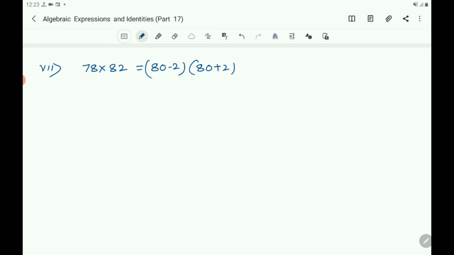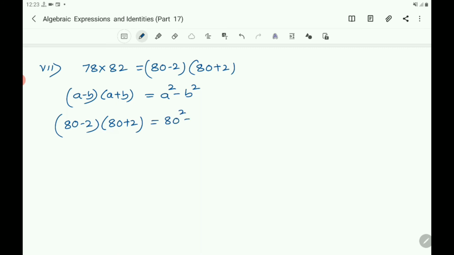Then you write the same identity, a minus b into a plus b equals a square minus b square. 80 minus 2 into 80 plus 2 equals 80 square minus 2 square. In the place of a, 80 is there. In the place of b, 2 is there.